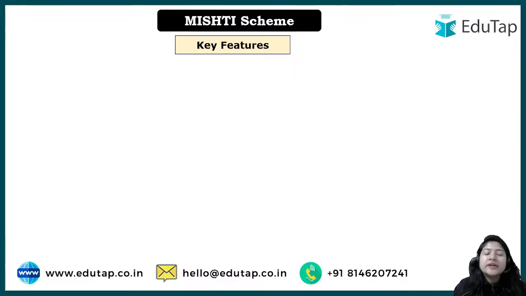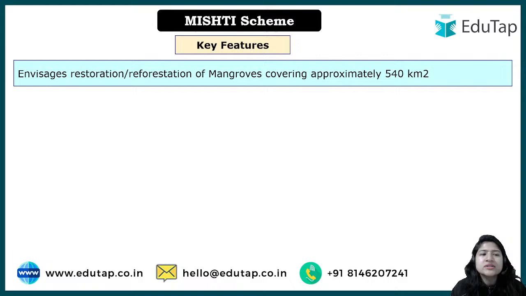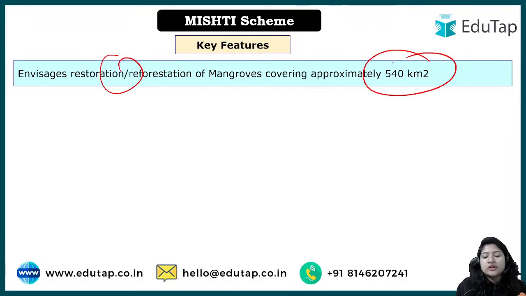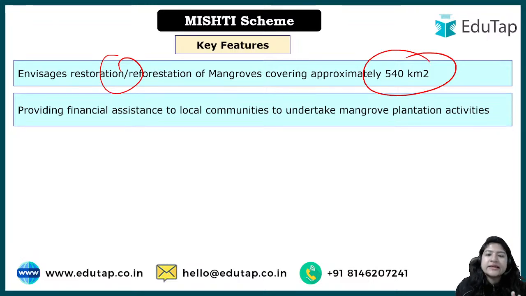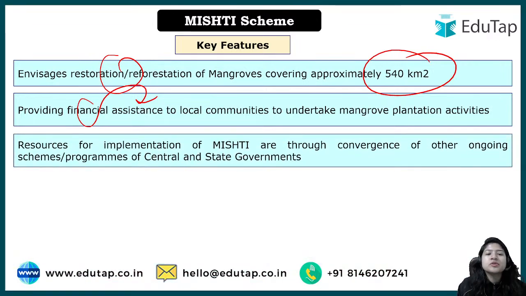Okay, now talking about some of the key features. The same things that we have studied are here. Okay, how much is envisaged? Approximately 240 square kilometers should be covered. Now we are also saying that the locals and the NGOs will be involved in adding the new saplings into the environment, right? So financial support will be given. Okay, now how will financial support be given?